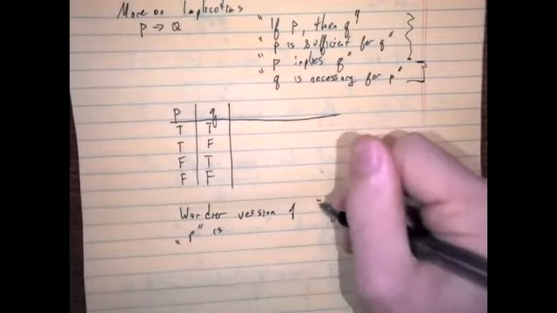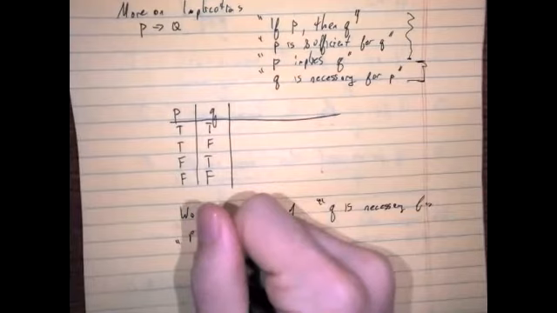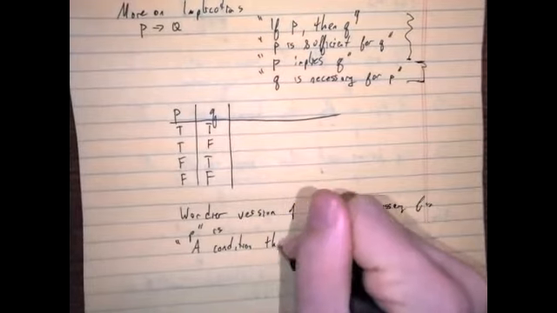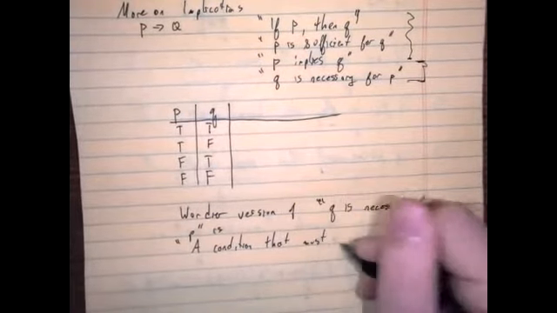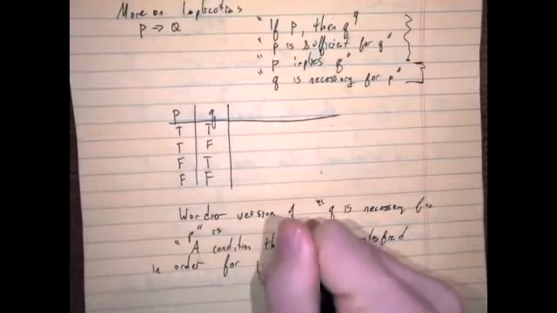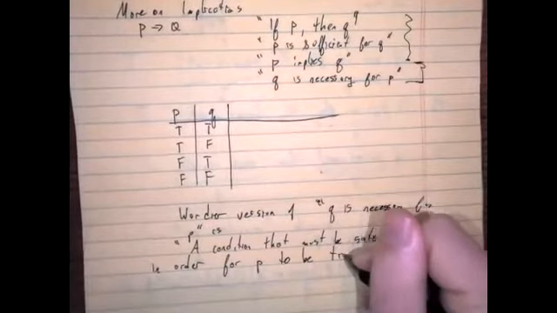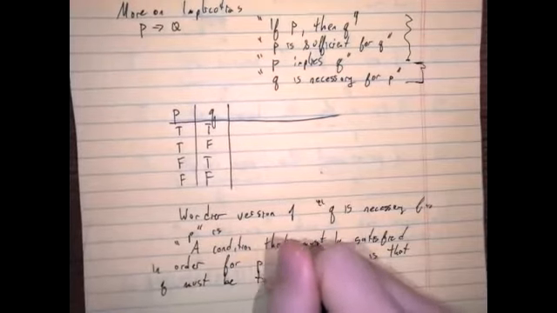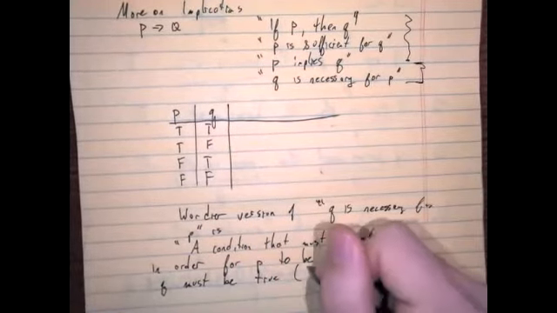is, how do I want to say this? A condition that must be satisfied in order for P to be true is that Q must be true. Though that may not be enough.